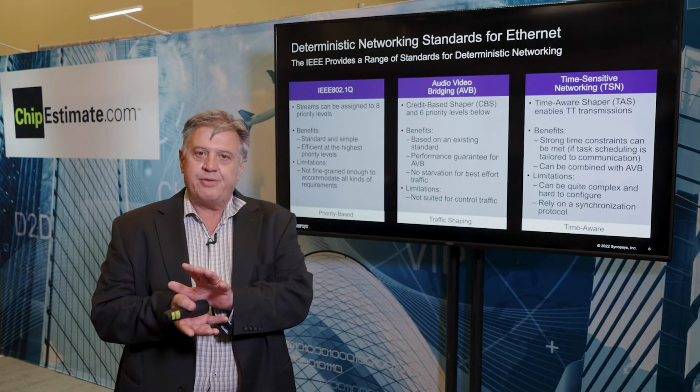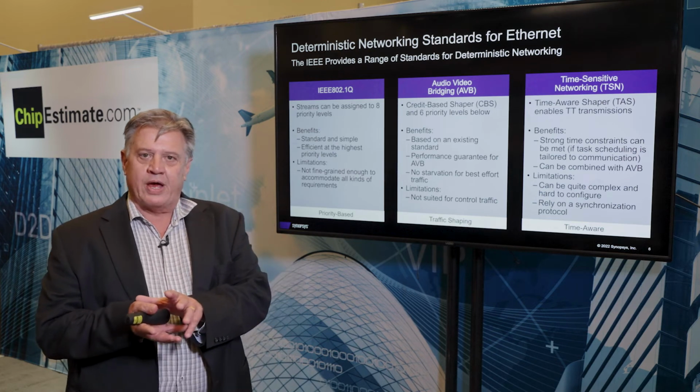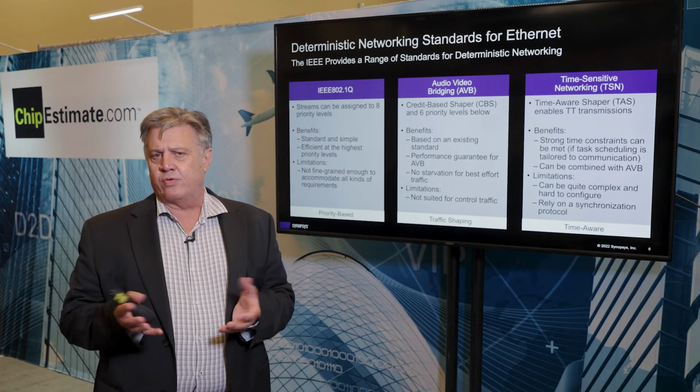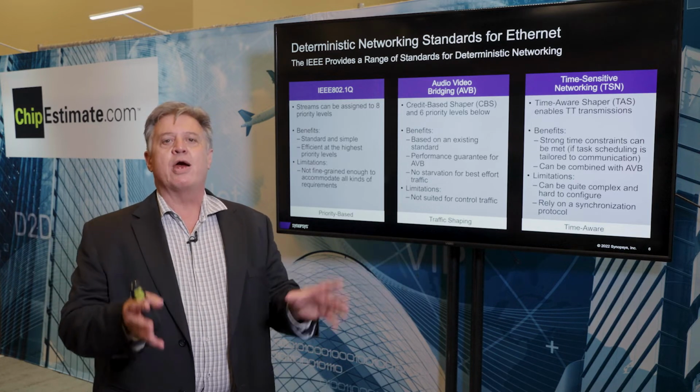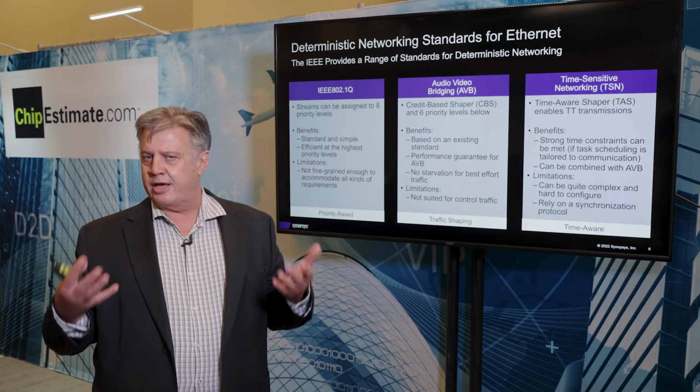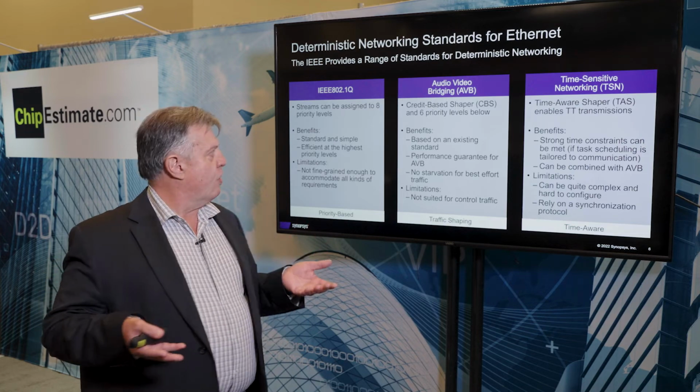Now, when we think about Ethernet, there are different things you can do to control latency. 802.1Q is very common in data centers. I could give high-paying customers more priority, everything gets through at a predictable time, nothing gets lost.